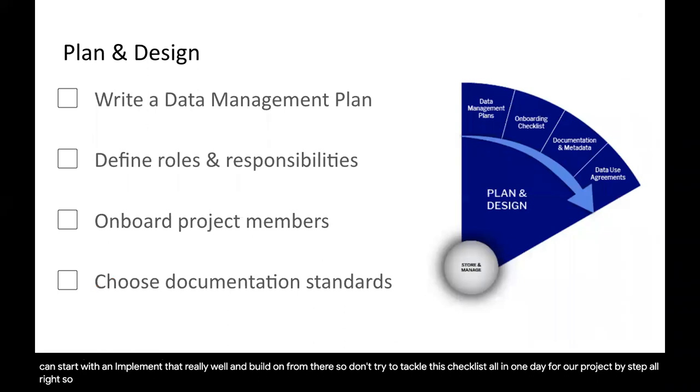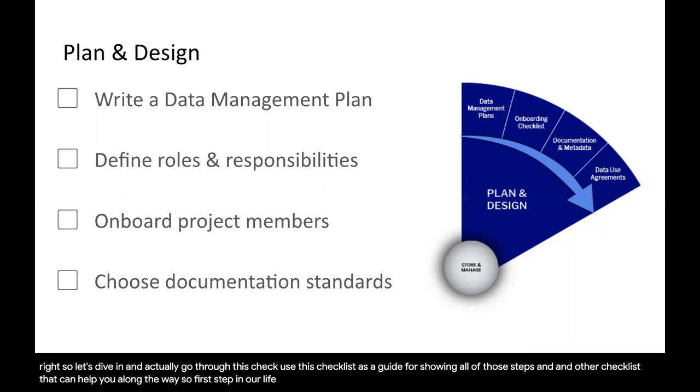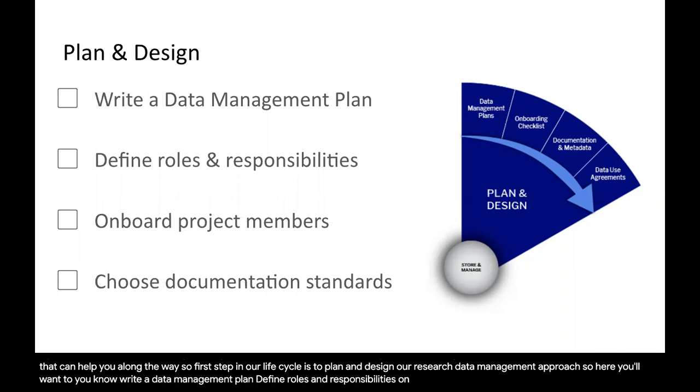All right, so let's dive in and actually use this checklist as a guide for showing all of those steps and other checklists that can help you along the way. So the first step in our life cycle is to plan and design our research data management approach. So here you'll want to write a data management plan, define roles and responsibilities, onboard your team members, and choose documentation procedures.